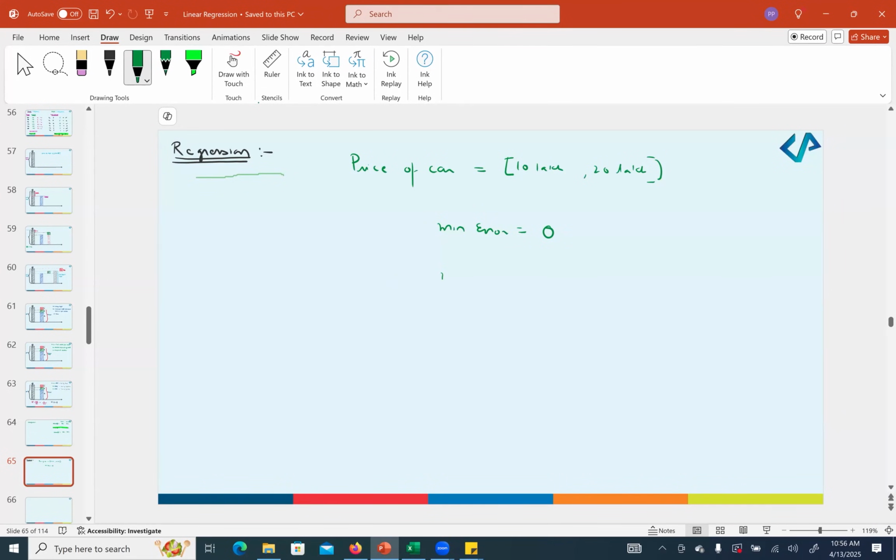And when I ask what is going to be the maximum error, people say, okay, it can be anything. It can be, let's say, 30 lakh also. Who knows? Error can be 1 crore also. There is no limit to it, theoretically, right? But actually, there is a limit. How can I calculate what is going to be the maximum error in this data set?